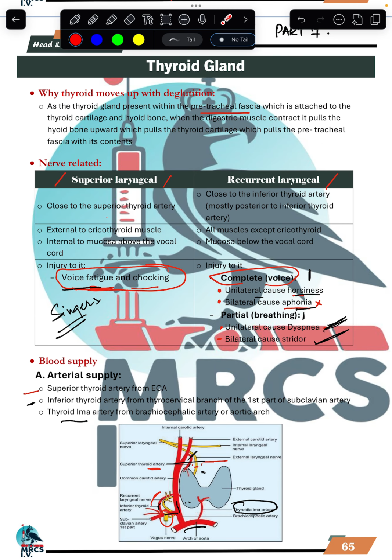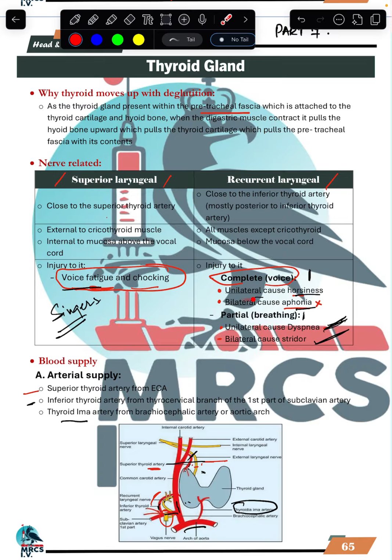Palsy of the superior laryngeal nerve: any injury to the superior laryngeal nerve will lead to loss of sensation internal to the mucosa above the vocal cord. Injury to the superior laryngeal nerve causes voice fatigue or loss of the singer's notes. The recurrent laryngeal nerve, close to the inferior thyroid artery, supplies all muscles except cricothyroid. Cricothyroid is supplied by the superior laryngeal nerve. That's why when cricothyroid is gone, singer's notes are gone. The recurrent laryngeal nerve supplies all the muscles and mucosa below the vocal cord.